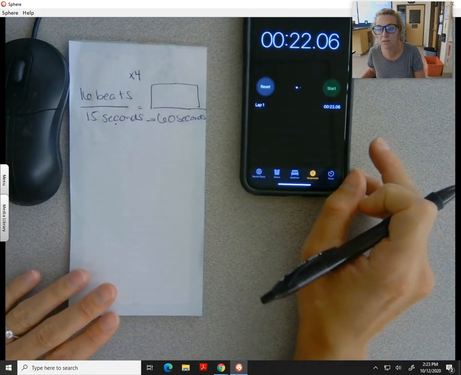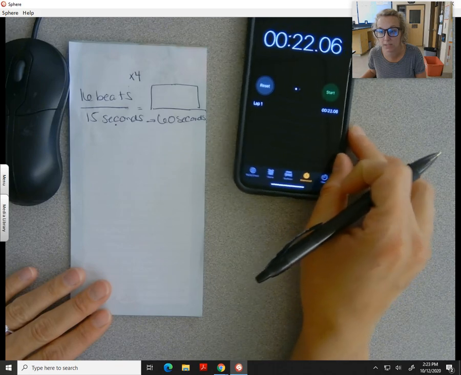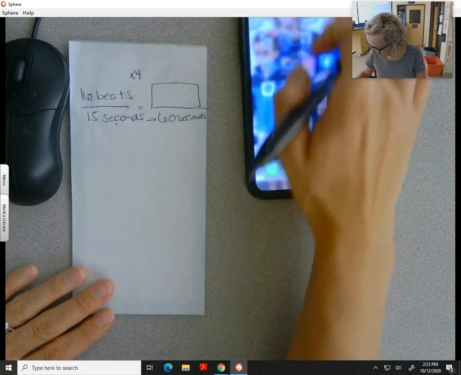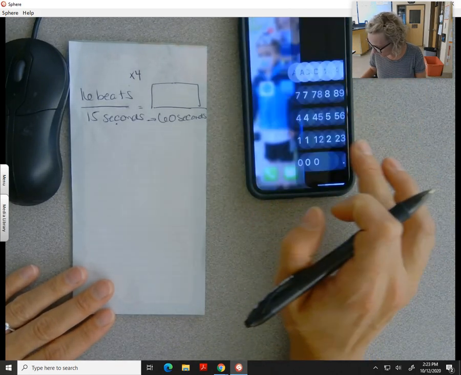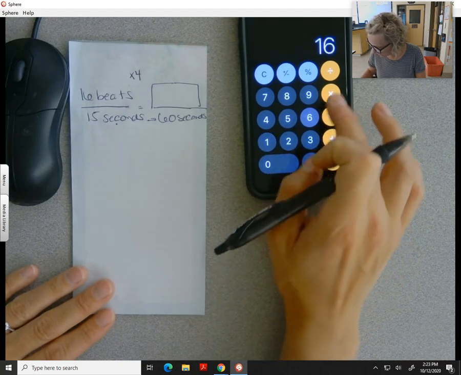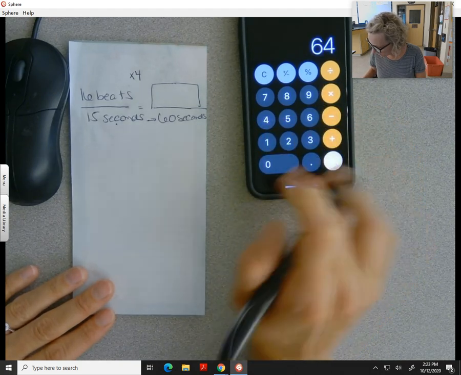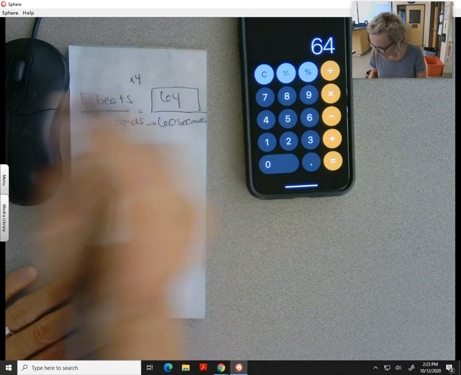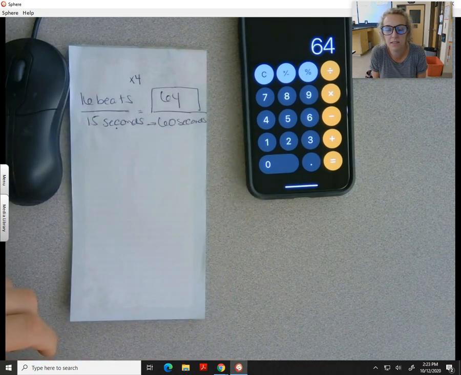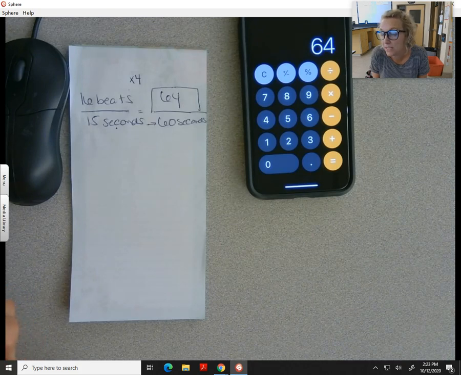Because I know that 4 times 15 is equal to 60. So if I go back to my calculator, 16 times 4 is 64 beats per minute. So that's a much more accurate way to measure your pulse.